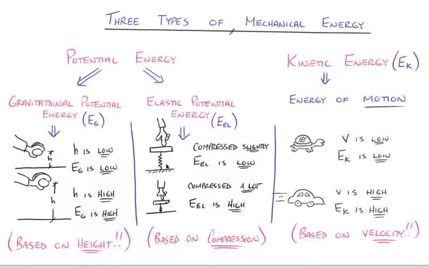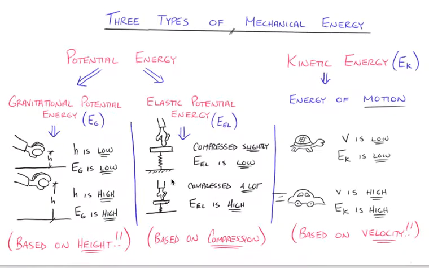Elastic potential energy, the same basic concept, but we're not concerned with height, we're concerned with how far the spring has either been compressed or stretched. And again, if you think about it, it makes sense. If I take a ball and I place it on a spring and I compress the spring only slightly, I can certainly launch that ball when I release that. That ball will certainly move, but it's not going to move that high. So my elastic potential energy, EEL, is low because I haven't really compressed it that much. There's not too much energy stored in the spring.